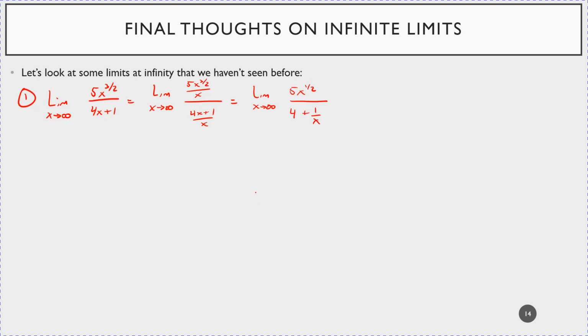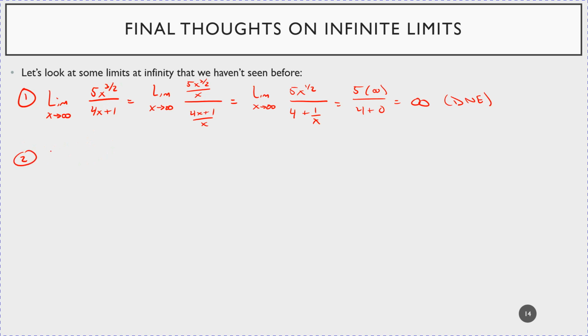I hope you can see that here. Well, look, as x goes to infinity, x to the 1/2 power goes to infinity, and 1 over x goes to 0. So this is 5 times infinity over 4 plus 0. So this one goes to infinity, so it does not exist. And look, the highest exponent in the numerator is greater than the highest exponent in the denominator, so it's the same procedure. It's just going to be DNE, it does not exist.